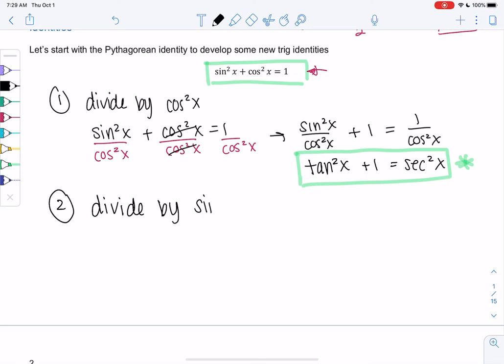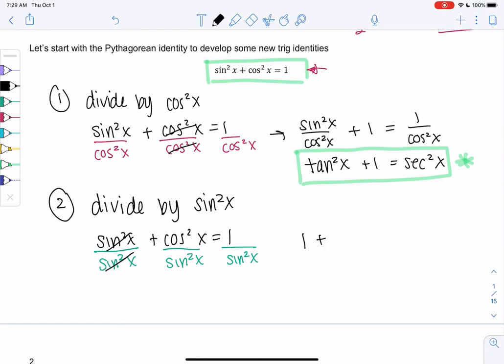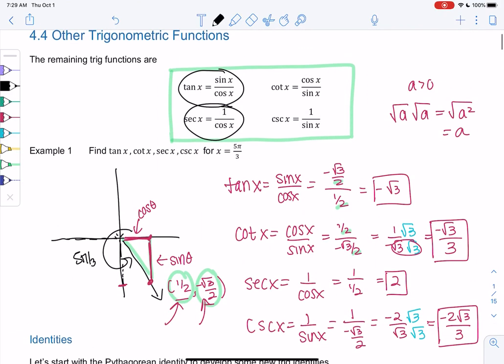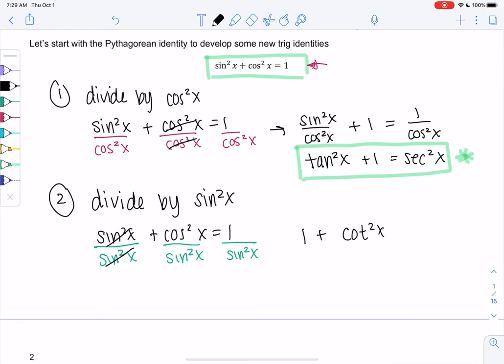Let's do the same thing and divide by sine squared. So I'm going to divide everything by sine squared this time. And we get sine squared over sine squared, which is 1, plus cosine squared over sine squared, which is cotangent squared. And then 1 over sine is cosecant, so this would be cosecant squared. So just one more useful identity.